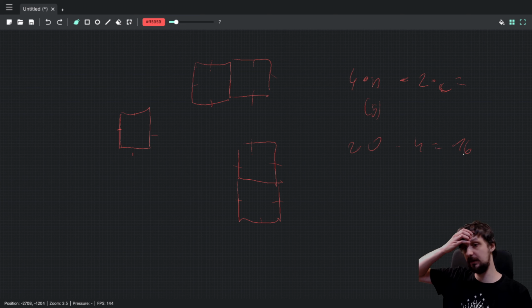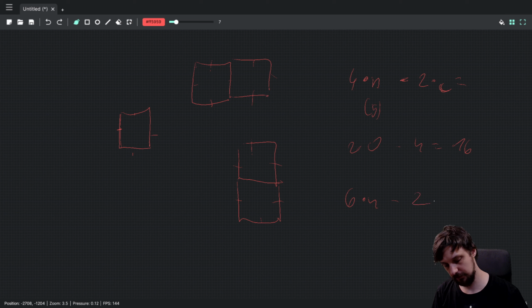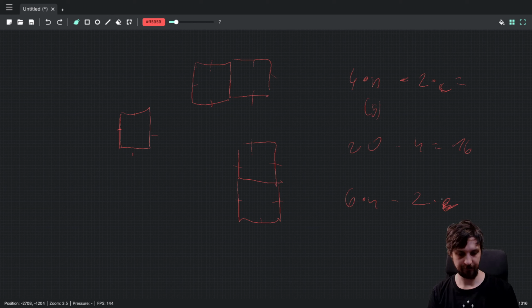In 3D, this is exactly the same thing, except every cube has 6 faces instead of 4, so the formula becomes 6 times n minus 2 times commons. And the only thing here is to find commons. How do we do that? Very easily. There are a couple of approaches to that.